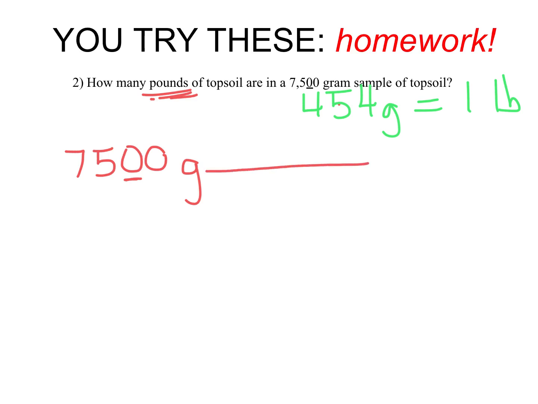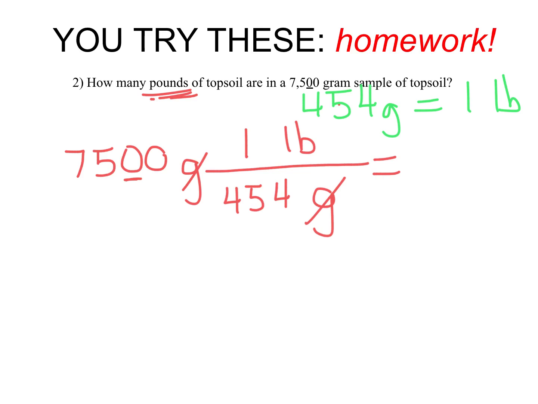In my next step, I'm going to take that conversion factor and I'm going to put it into a ratio in such a way that gram, the original unit, is in the denominator, so it will cancel. So 454 is going to be in the denominator, and 1 pound is going to be in the numerator. Grams will cancel, and my answer is going to be in pound. And now I just multiply by anything in the numerator and divide by anything in the denominator.